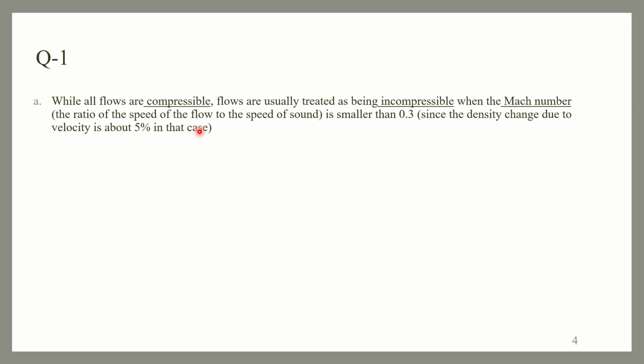What is the Mach number? Mach number is the ratio of the speed of the flow to the speed of sound in that particular system, and this should be less than 0.3, since the density change due to velocity is about 5% in that case. So density change can be considered negligible, that is, it is varying very little. So the flow is incompressible. Incompressible flows are such that we can say that density is almost constant.